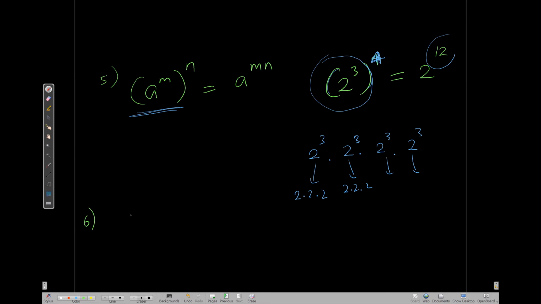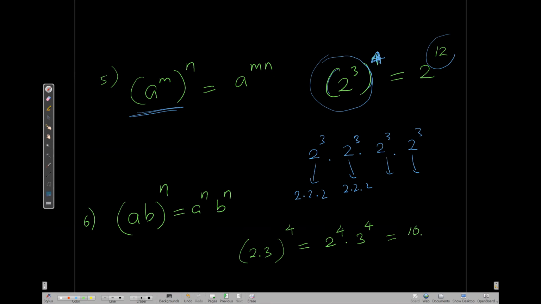Next property: (ab) to the n is going to be a to the n, b to the n. For example, let's say 2 times 3. Yes, you can call it 6, but let's do it like this. This is going to be 2 to the 4, 3 to the 4. If you are not sure, well, 2 to the 4: 2 times 2 is 4, 4 times 2 is 8, 8 times 2 is 16. 3 to the 4: 3, 9, 27, 81. So 16 times 81, you can multiply this and check it.